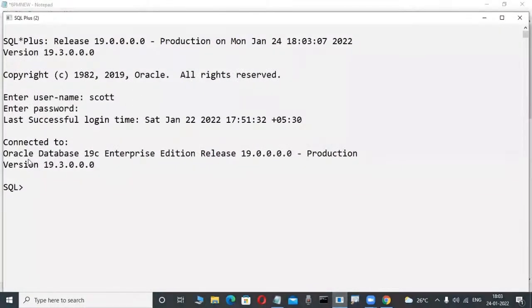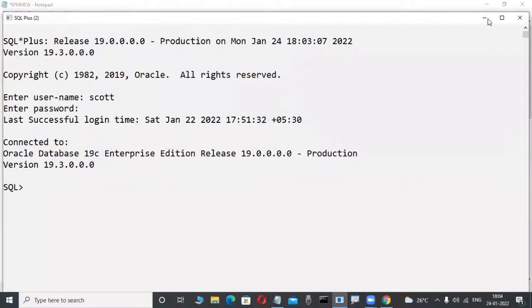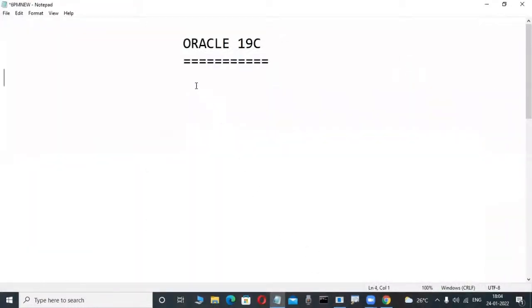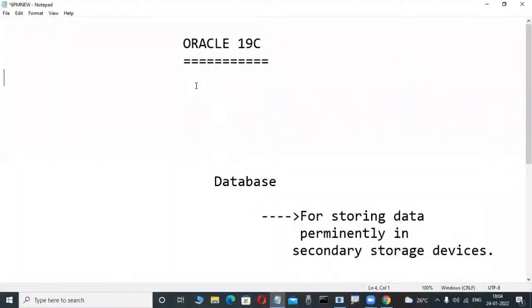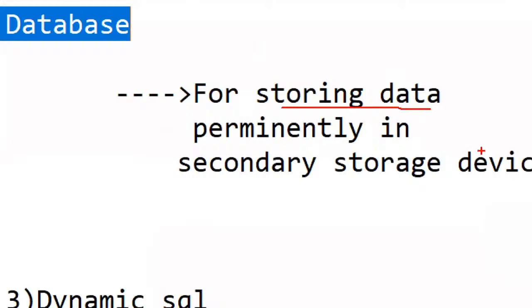Oracle is a product from Oracle Corporation. What type of product is that? A database product. What is the purpose of database products? Either Oracle, SQL Server or DB2, so many products are there. The purpose is storing data permanently in hard disk, in secondary storage devices, but not only storing permanently, also retrieving the data efficiently.